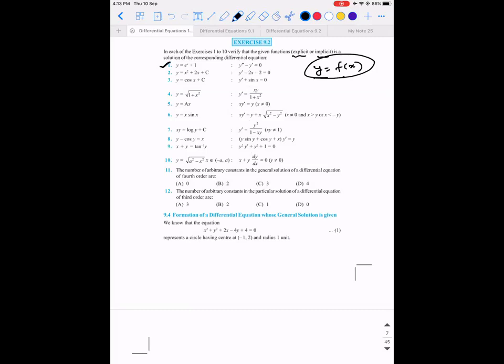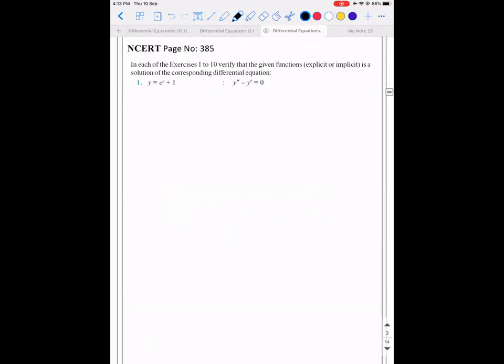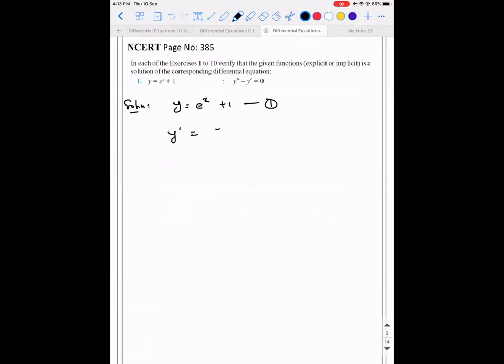So they would have given the function y is equal to e power x plus 1. We need to verify whether this is the solution. That is the whole idea. So y is equal to e power x plus 1. Verify whether y double dash minus y dash is equal to 0. Always take the question to be equation number 1. Then what is y dash? e power x, equation 2. y double dash is e power x, equation 3. To find y double dash minus y dash, that is e power x minus e power x, the answer will be 0.